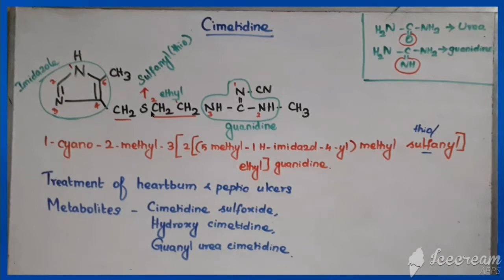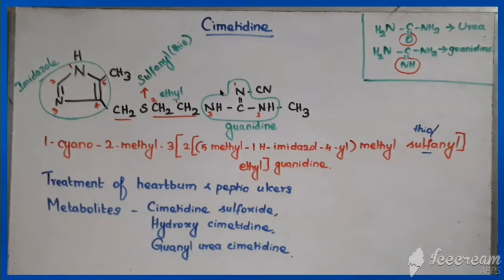The third one is connected to ethyl, and the second carbon of ethyl is connected to sulfur, that is a thio or sulfonyl group, and that is connected to a methyl group, which is connected to the imidazole nucleus. That is, the fourth position of imidazole is attached to this carbon, and this imidazole has a methyl in the fifth position. So that is the structure of cimetidine.